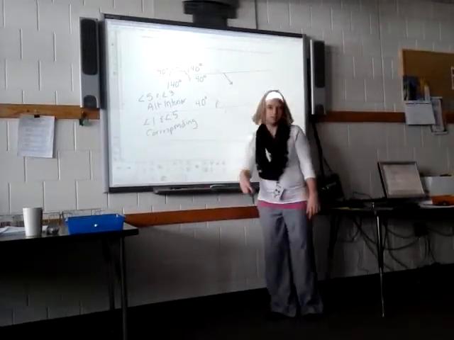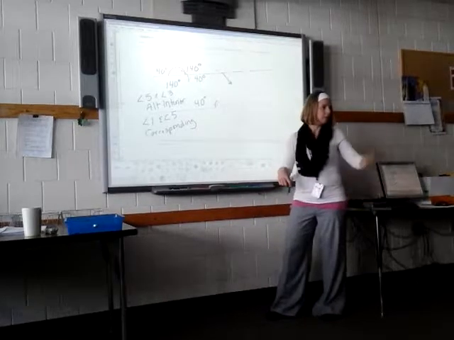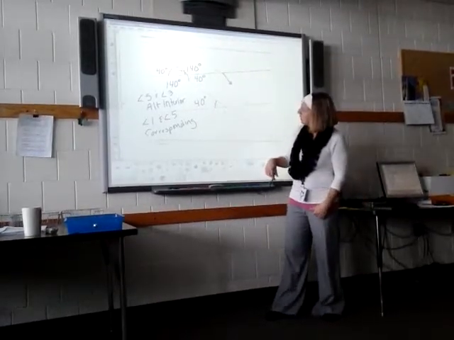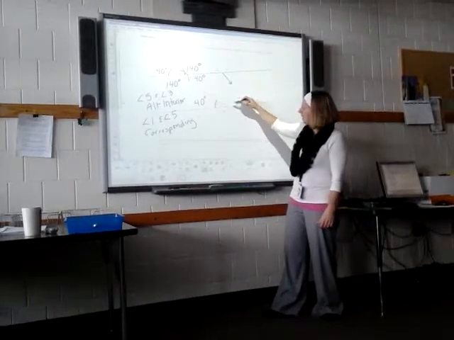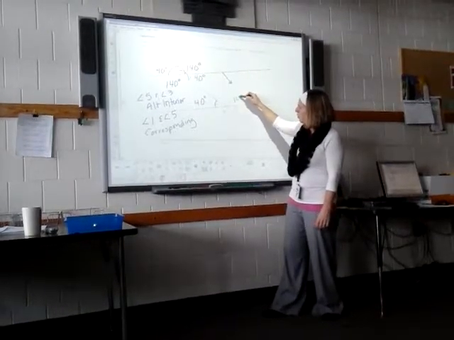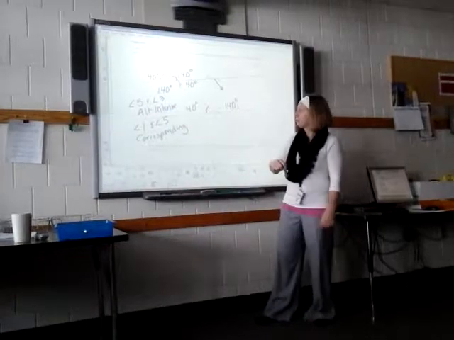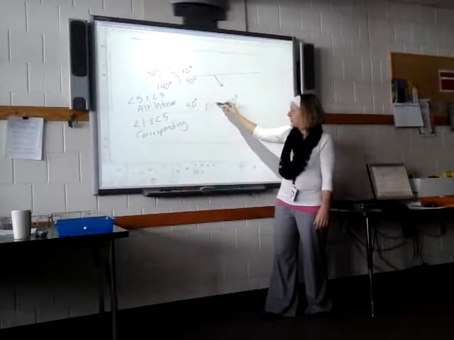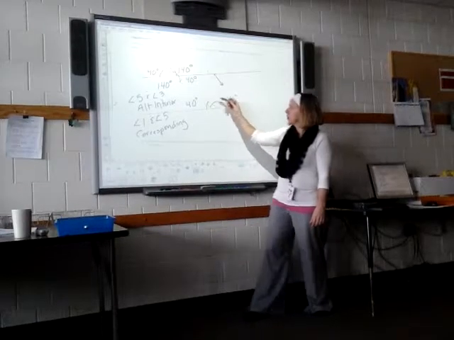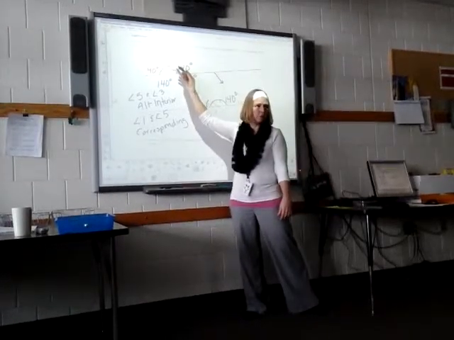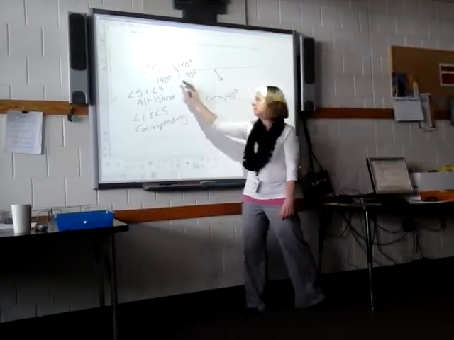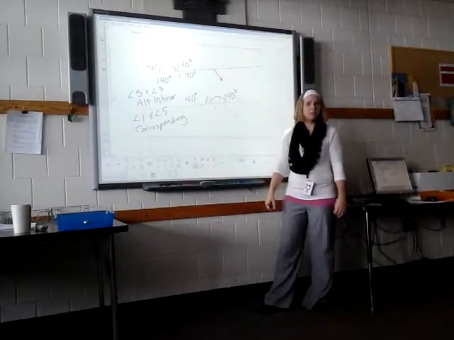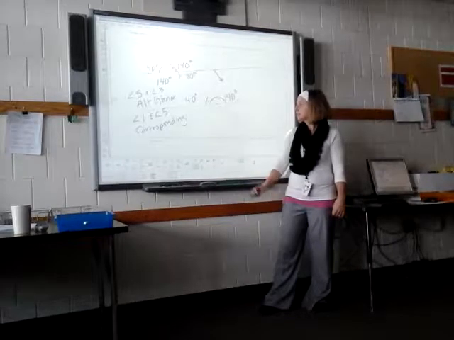What other angle has the same degree of measure? Yes, angle 2 and angle 6. Angle 2 has a degree measure of 140. Therefore, angle 6 has to have a degree measure of 140. First of all, it's supplementary to angle 5. It is corresponding to angle 2. It is an alternate interior angle to angle 4. Any other relationship that we see right now?